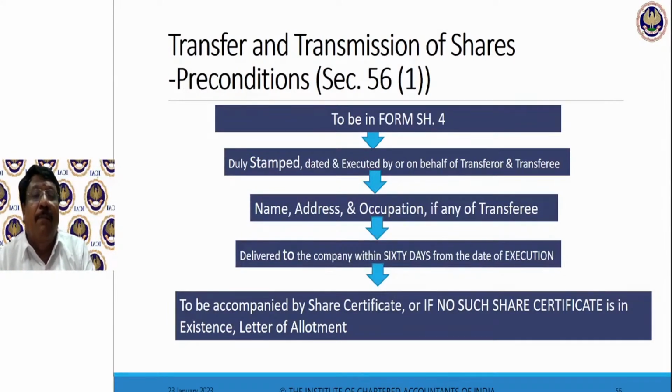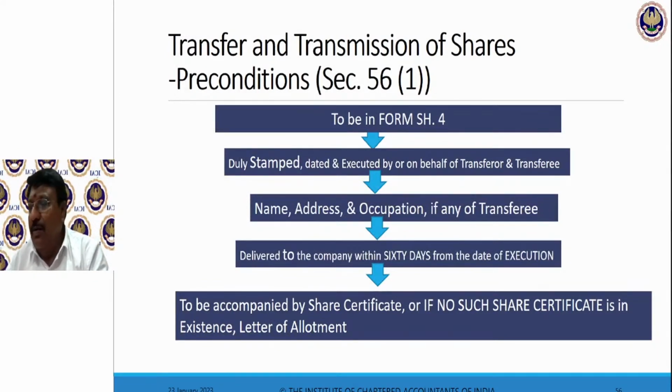And it should be delivered to the company within 60 days from the date of execution. So once it is executed, that SH4 should be delivered to the company within 60 days of the date of execution. Which is why sometimes when people come to me and we are planning some transfer of shares, we can predate, but we can't predate before 60 days, or maximum 50 days, because I need that time. Beyond that, it will not be valid. So now your time of predating is limited to 60 days.